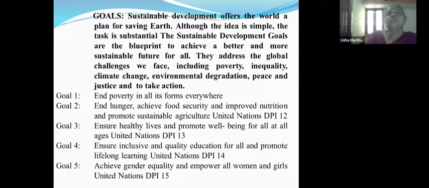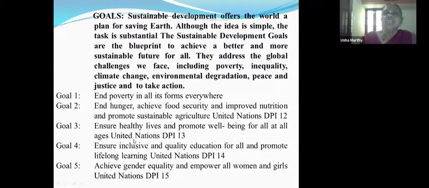And what are the goals of sustainable development? It offers a plan for saving the earth. Although the idea is very simple, the task is substantial. The Sustainable Development Goals are the blueprint to achieve a better and more sustainable future for all. They address the global challenges we face, including poverty, inequality, climate change, environmental degradation, peace and justice, and also to take further action.